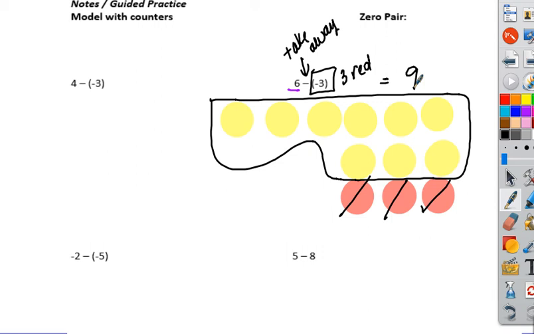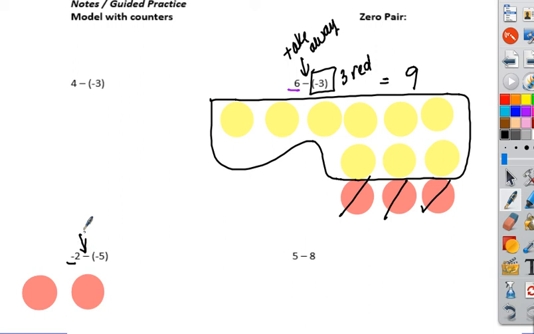Again, I'm adding in the 0 pairs so that it allows me to take away the number that's being taken away in the problem. Take a look down below. This one's going to start out a little different because now I have 2 reds. So now I'm going to start out with my 2 red chips.